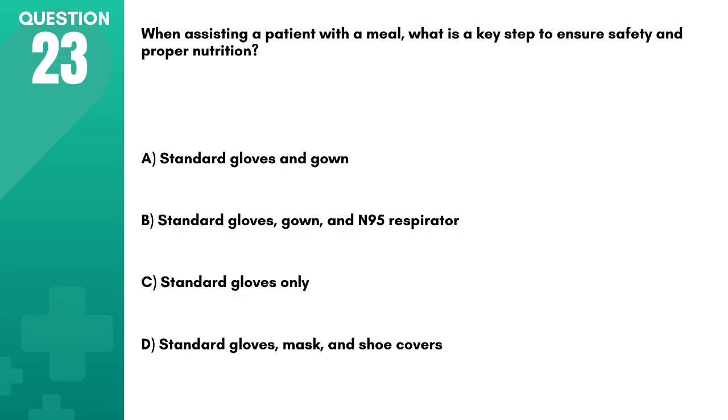Question 23. When assisting a patient with a meal, what is a key step to ensure safety and proper nutrition? A. Feed the patient as quickly as possible. B. Cut the food into very small pieces regardless of the patient's ability. C. Allow the patient to self-feed as much as possible and assist as needed. D. Only offer liquids if the patient struggles with solid food.